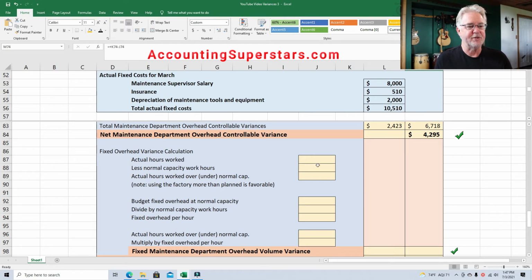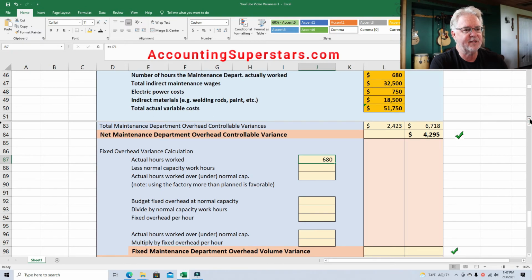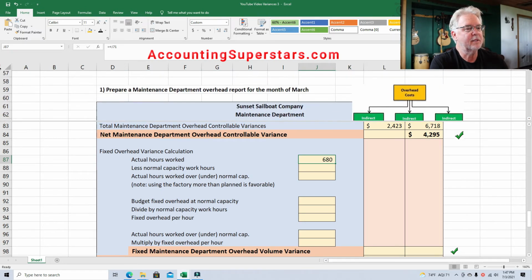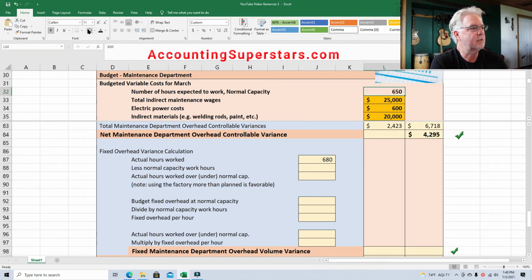So the actual hours worked. Let's go up to the information again, just so we know where it is. So variable, actual variable cost. The number of hours the maintenance department actually worked was 680. So they worked 680, less normal capacity hours. What they normally work is 650. So let's see if we can find that. Normally they work 650 hours. There it is, right there. So that's what they normally work. Now, the actual hours worked over or under the normal capacity is 30. All right, so they worked 30 more hours.